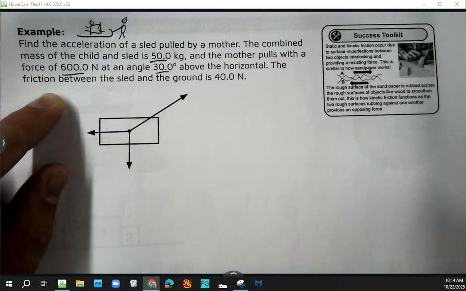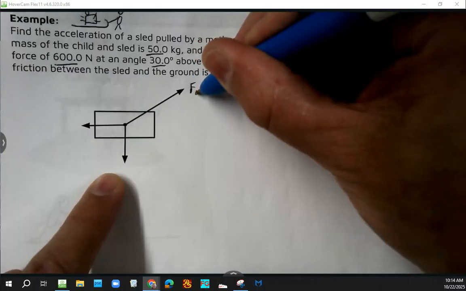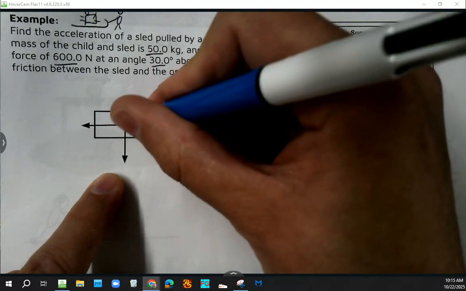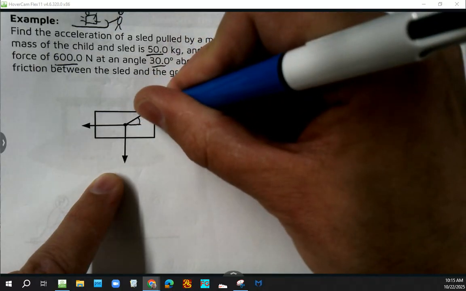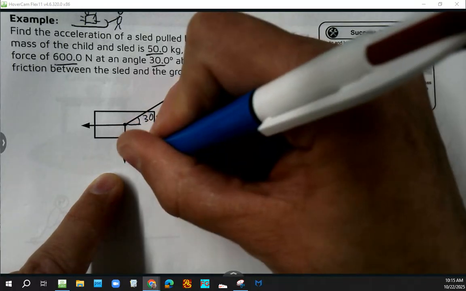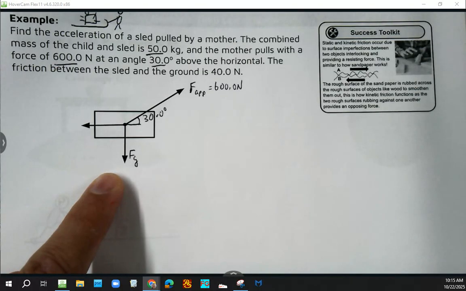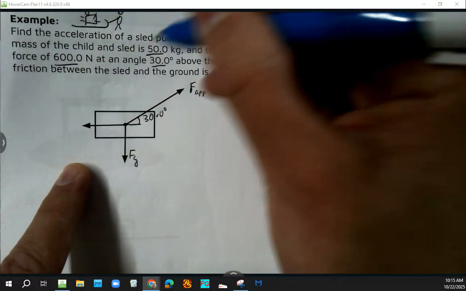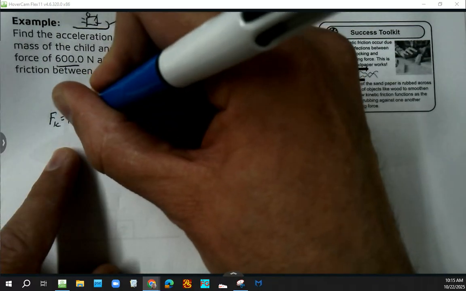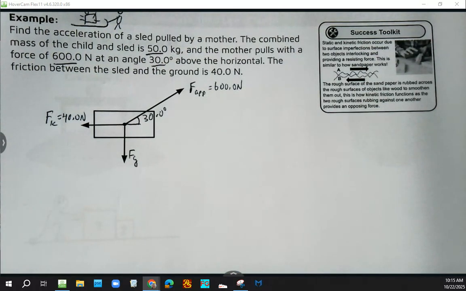So mother's going to pull with what we say she can pull with, 600 newtons. Let's call that the F applied. It says that she pulls at an angle 30 degrees above the horizontal, so 30.0 degrees. We've got an FG pulling down on this sled. That makes sense. And it seems to me that if there's a friction force, doesn't that kind of leave this last force as the friction force? Must be, right? So we've got an FK equaling 40.0 newtons. All right, good so far.